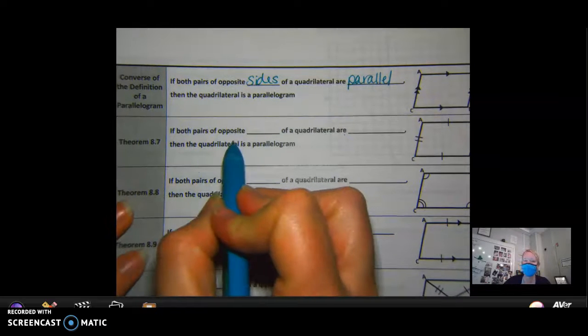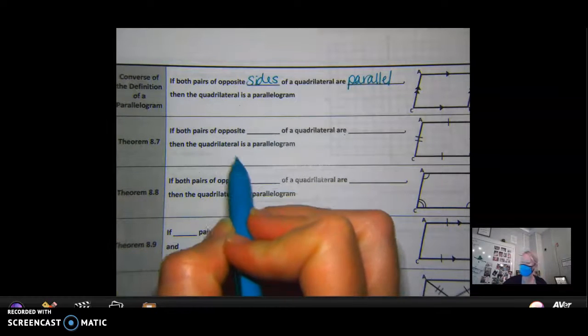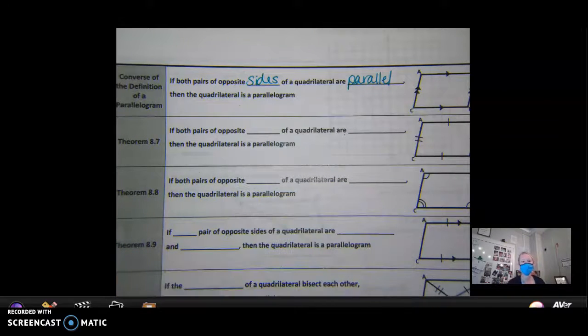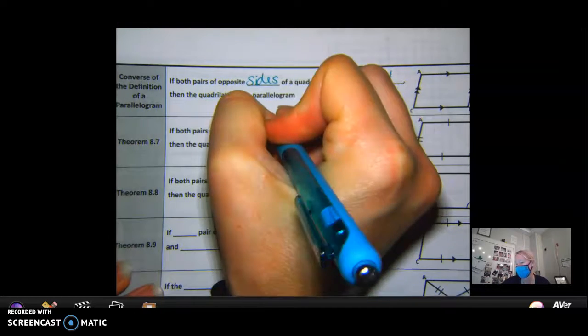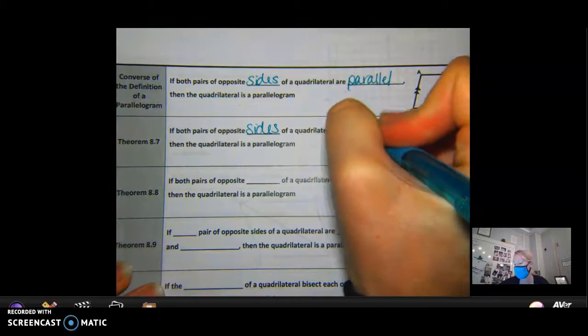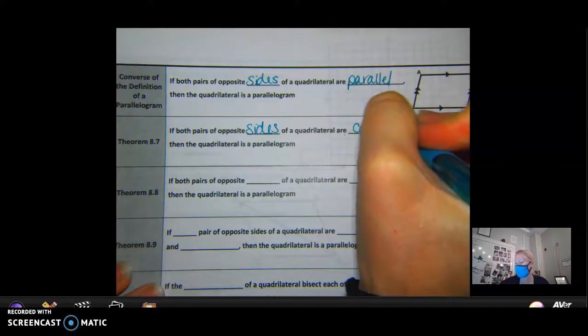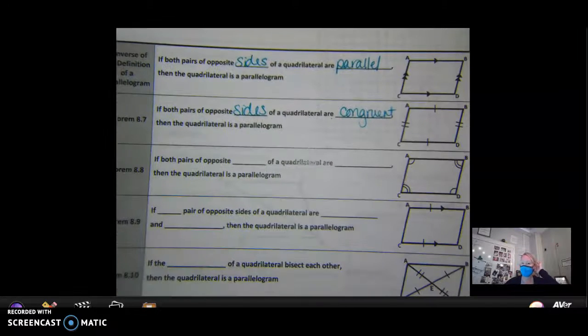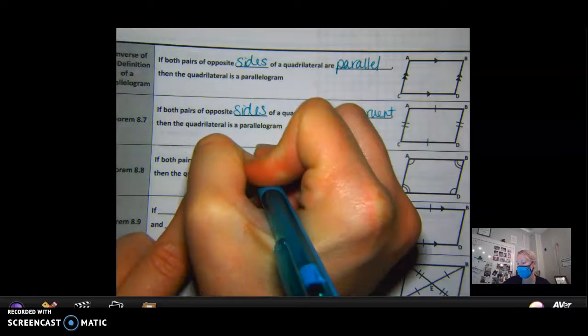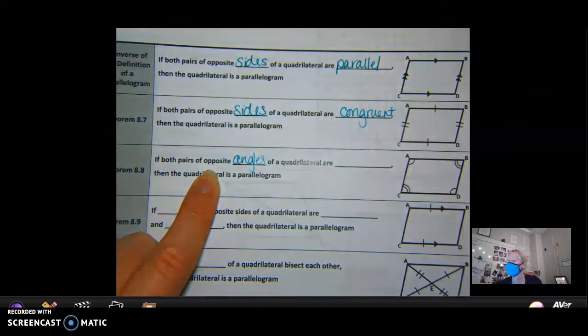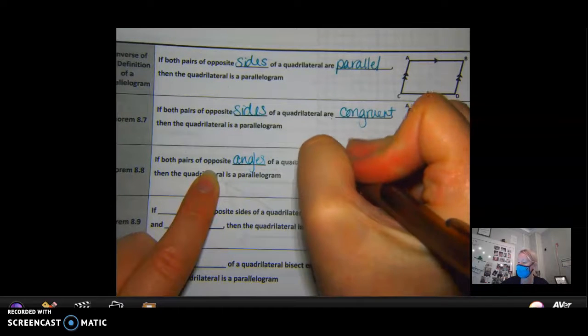If both pairs of opposite blank, what do you guys think there? Of the quadrilateral are blank, sides are what? Congruent. Then the quadrilateral is a parallelogram. Theorem 8.8, if both pairs of opposite blanks of a quadrilateral are blank, then the quadrilateral is a parallelogram. Opposite angles, good, are congruent.